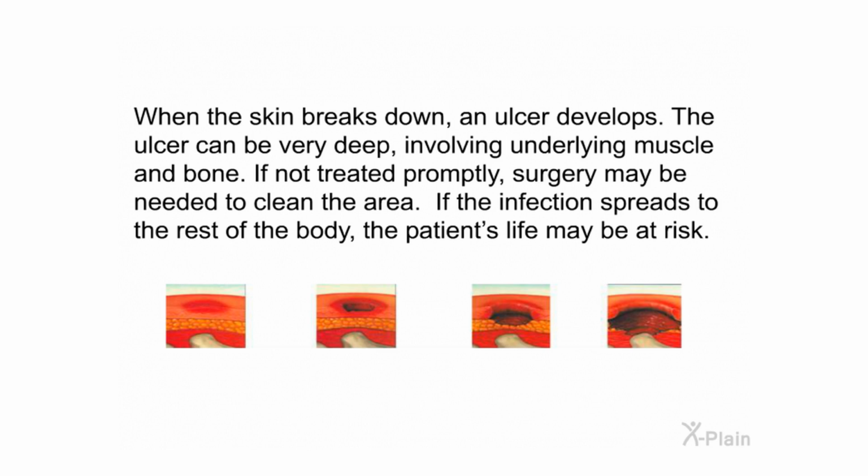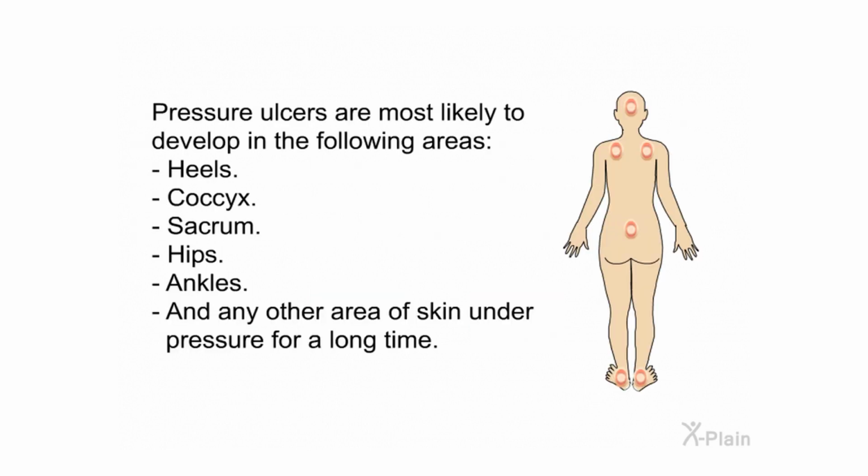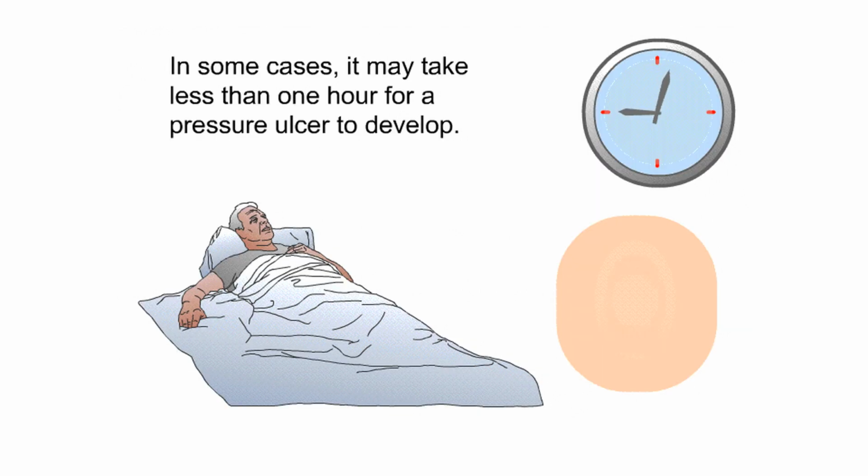When the skin breaks down, an ulcer develops. The ulcer can be very deep, involving underlying muscle and bone. If not treated promptly, surgery may be needed to clean the area. If the infection spreads to the rest of the body, the patient's life may be at risk. Pressure ulcers are most likely to develop in the following areas: heels, coccyx, sacrum, hips, ankles, and any other area of skin under pressure for a long time. In some cases, it may take less than 1 hour for a pressure ulcer to develop.